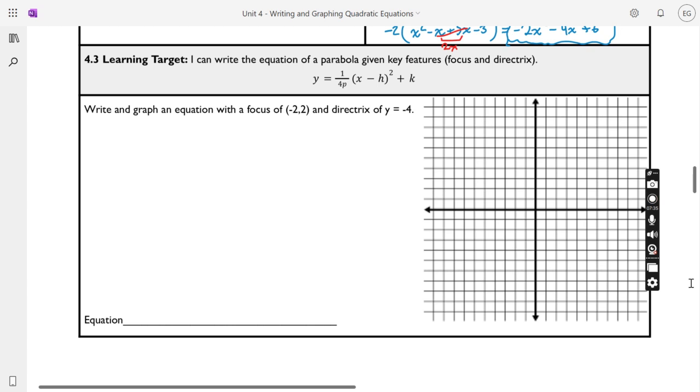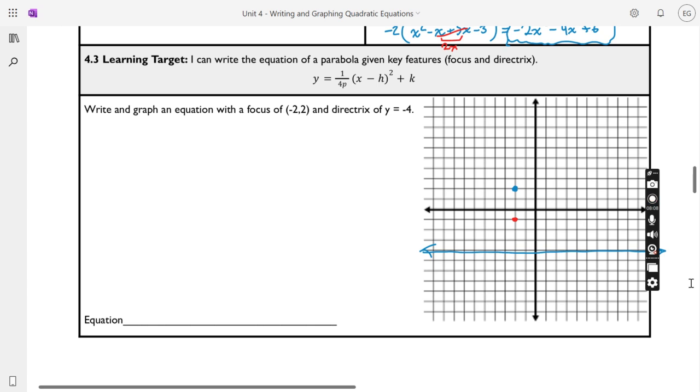So if we got a focus at negative 2 comma 2, means you got a point right there on the graph, negative 2 comma 2. We also have a directrix of y equals negative 4, meaning it's a horizontal line at that y level, negative 4. Now the thing to keep in mind is that the vertex will always be directly in between. And if you just do the eyeball test, you can see that it's right there. Or if you count the number of units in total, then you divide it by 2. But there's different ways to do it.